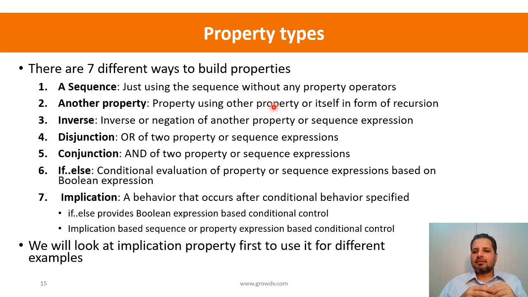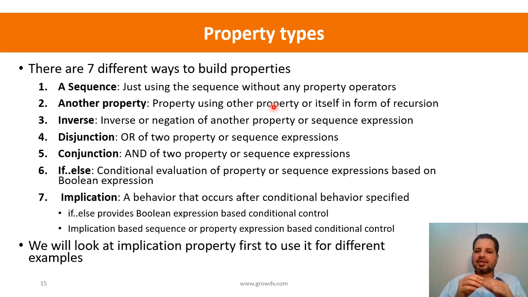And then there is the last, which is the implication property. The implication property is the one that we are interested in, because that's the typical use case. This is a way to define a conditional behavior. Now the question might come to our mind: what is the difference between an if else and an implication? If else provides a way to specify conditional timing expressions using a Boolean expression. So it's based on a Boolean expression.